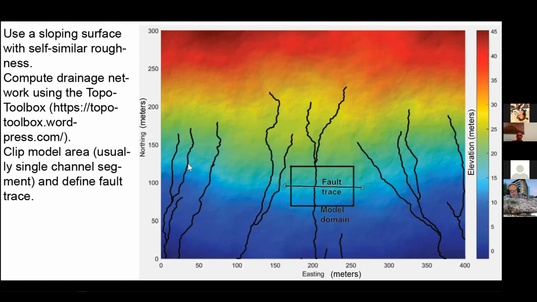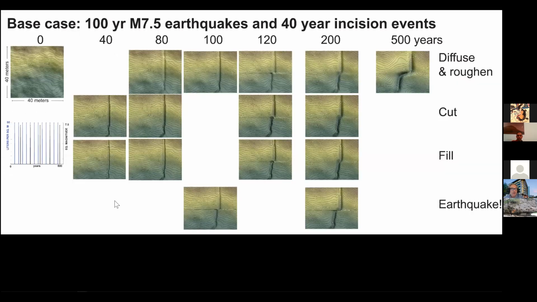and we can compute the interaction between offsets and the surface processes. And so here is time going to the right and different processes going vertically. So this is every 100 years having a magnitude 7.5 earthquake, and then every 40 years having an erosion event or incision event. But the whole time we're diffusing. And so you can see here's our initial landscape, a little 40-meter by 40-meter piece of topography.